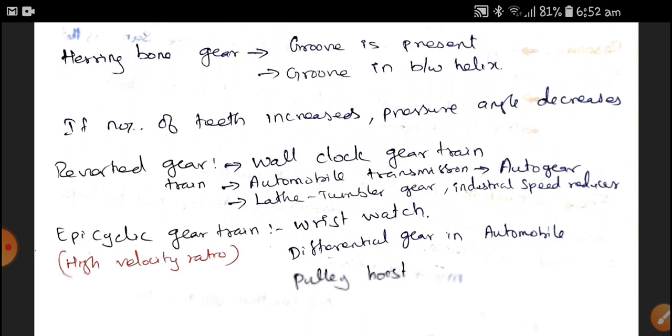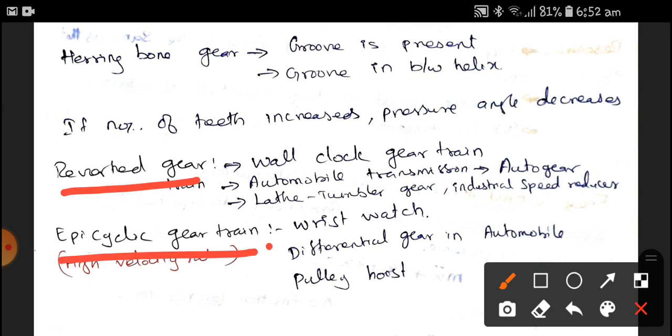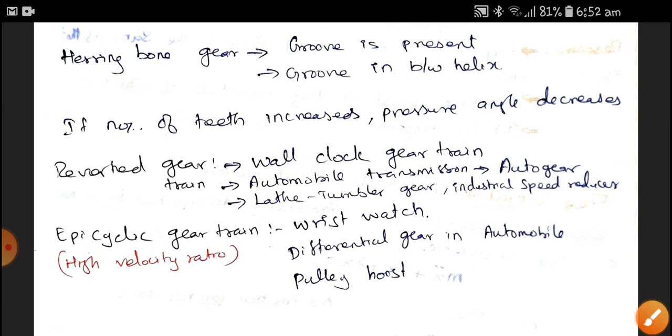And next is the gear train: the simple gear train. The simple and the epicyclic gear train are very, very important. The applications I have given here: for the simple gear train, wall clock gears are manufactured by means of a simple gear train, and the automobile transmission, that is the auto gearbox, lathe tumbler gear, and industrial speed reducer are all by means of a simple gear train. The epicyclic gear train has a high velocity ratio.